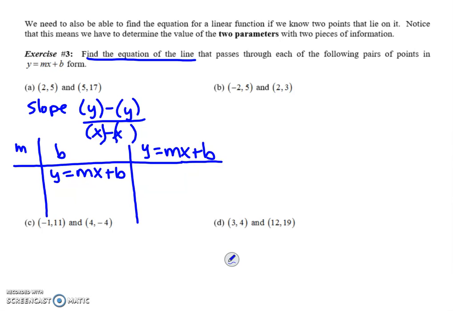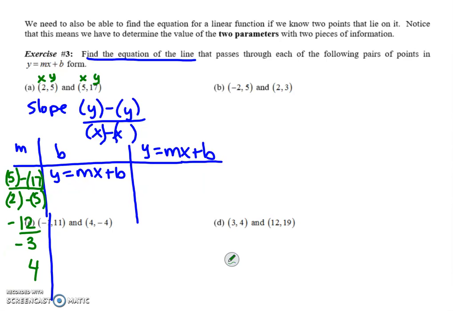And then I like to write my final equation. Okay? So, in this particular case, we know our y values and we know our x values. I'm going to find the slope by using the formula. So my y value of 5 minus a y value of 17 over an x value of 2 minus an x value of 5. 5 minus 17 is negative 12. 2 minus 5 is negative 3. So my slope is positive 4.